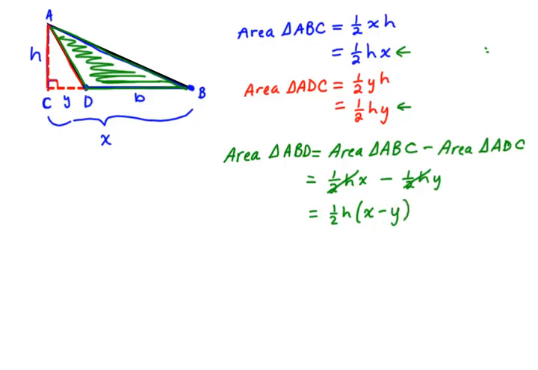Okay, but we know that B, this distance right here, is equal to my entire distance, which is X, minus my little distance, which is Y. So by substitution, we could say that we're equal to 1/2 H. Instead of having X minus Y, we have B. And that's the proof for an obtuse triangle.